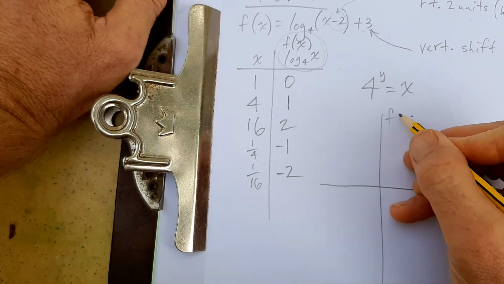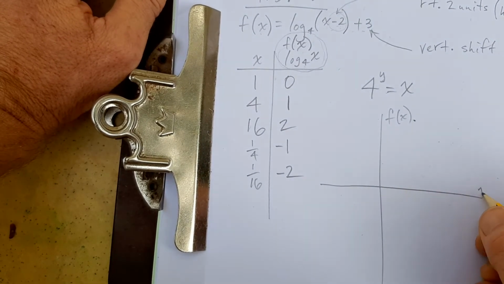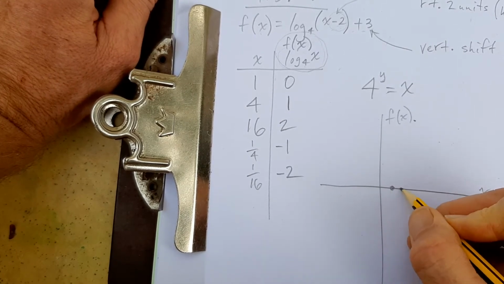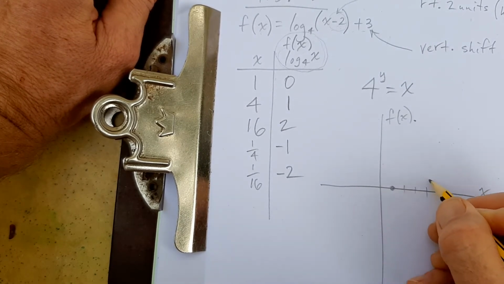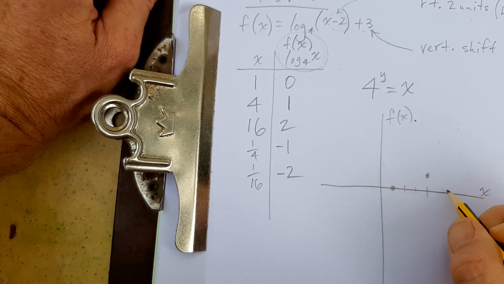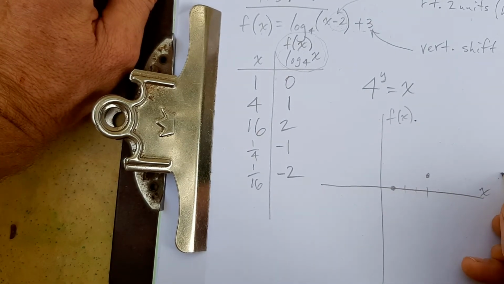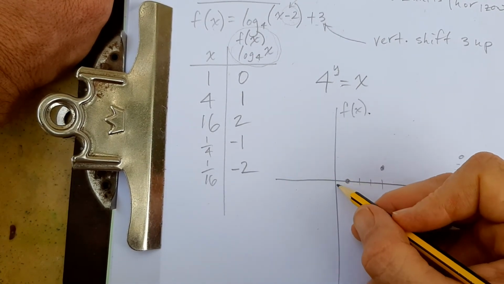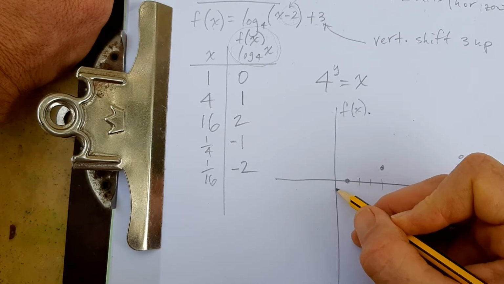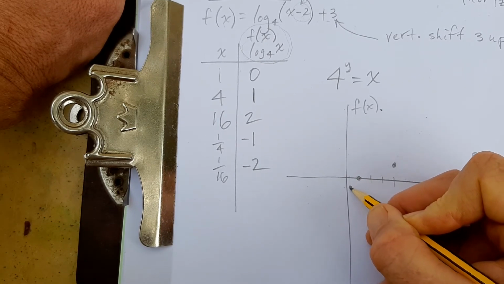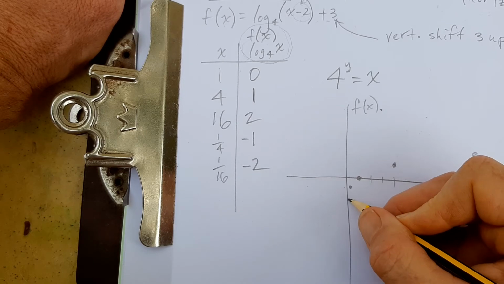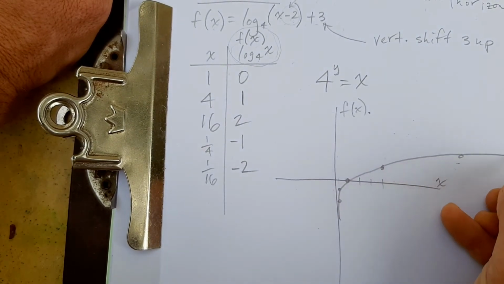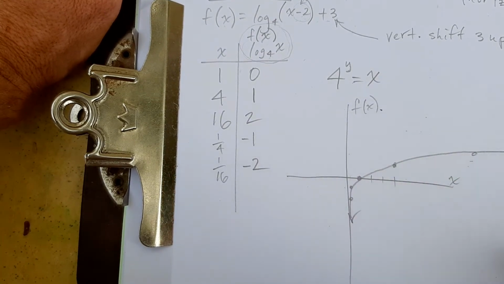So if I want to sketch my graph, my f of x and my x, I'll have 1, 0, 4, 1, 16, 2, be way out here, way off my page somewhere. Okay, and then I got my y of 1/4, negative 1, and 1/16, negative 2. It looks the same as the first one we did. Okay, that's your basic logarithm function.